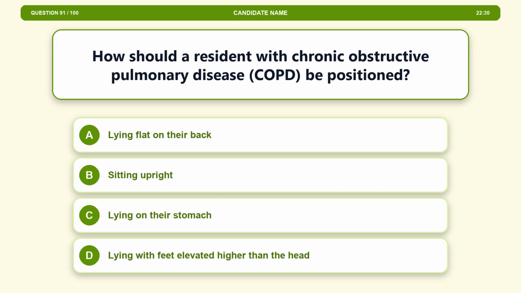Question 91. How should a resident with chronic obstructive pulmonary disease, COPD, be positioned? Option A, lying flat on their back. Option B, sitting upright. Option C, lying on their stomach. Option D, lying with feet elevated higher than the head.